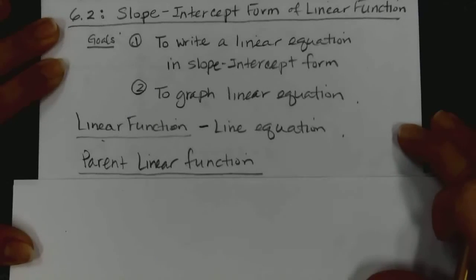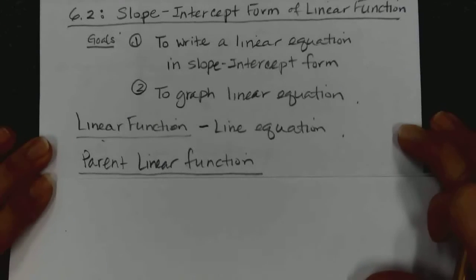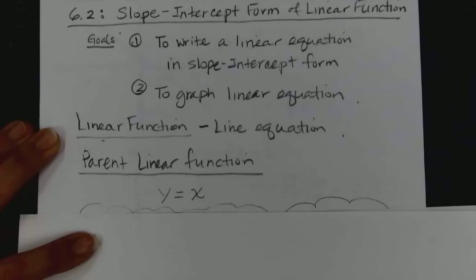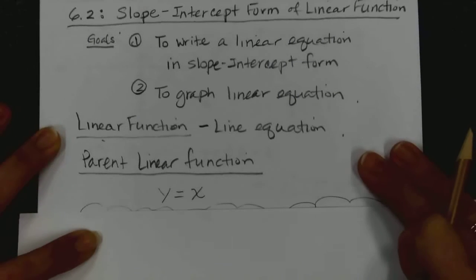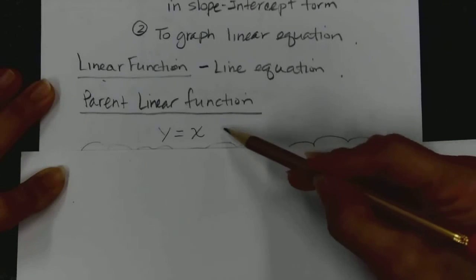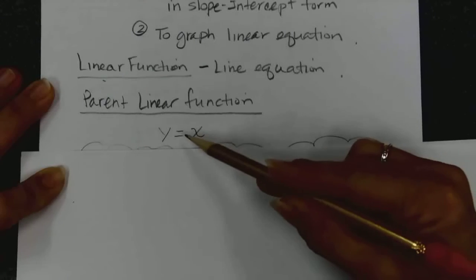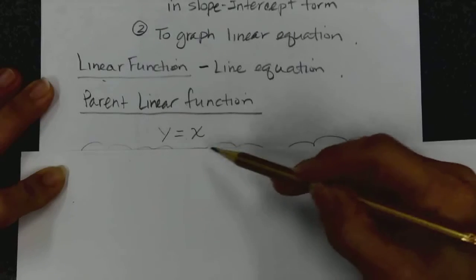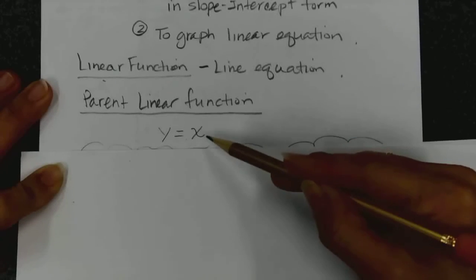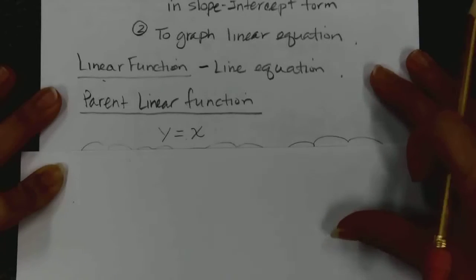Now, every equation has what's called a parent function. The parent linear function, which is the simplest form of the linear equation, is y equals x. And every linear function comes from y equals x. I could add 1 to this or multiply by 2. It changes the equation of a line, but it's still a line, and this is the equation that it derives from.